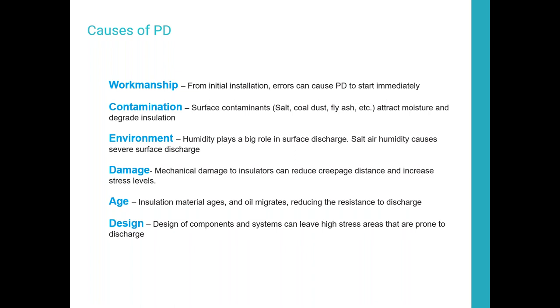Environment: humidity plays a big role in surface discharge. As humidity goes up, surface contaminants such as salt, dust, etc., become more moist and more conductive. When they become more conductive, they can cause partial discharge to happen. During testing, if you go out in very hot, humid conditions, you'll see a very active amount of partial discharge. Go back a couple months later when the humidity has decreased, and that activity will decrease or go away. So there are very definite tie-ins between humidity and temperature with regard to PD activity.